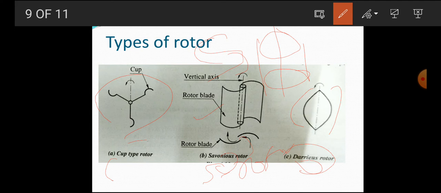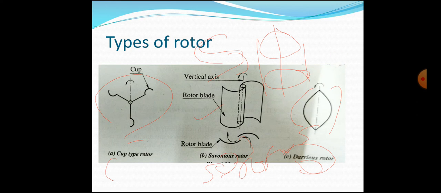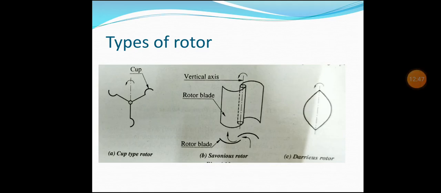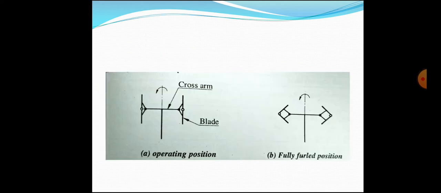As you can see, the first cup was not able to generate power. The second, Savonius, was able to generate power but very low, and this Darrieus is very high, used for very high power generation. The power coefficient is considerably better than the S type rotor. The aerodynamic force on the blade reverses in every revolution, which may cause alternating stresses, which may affect fatigue.